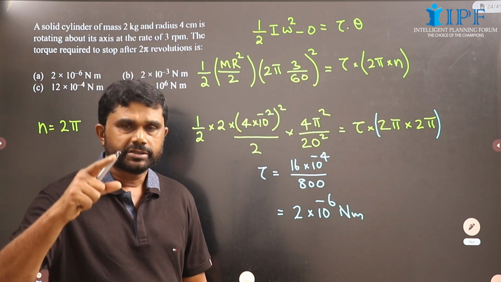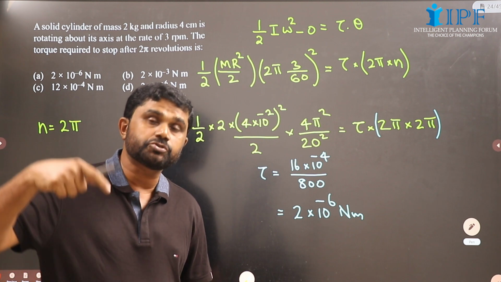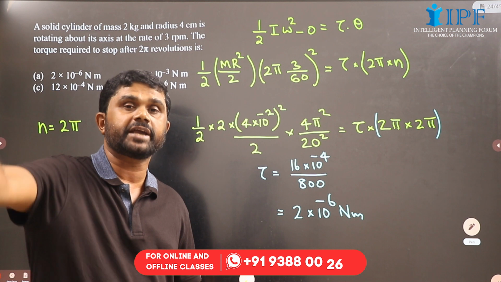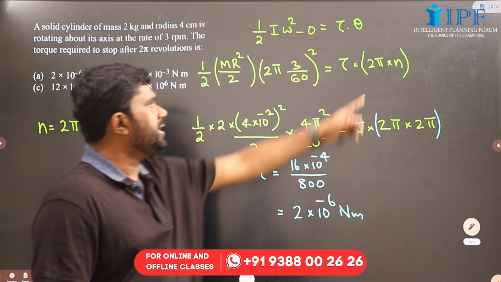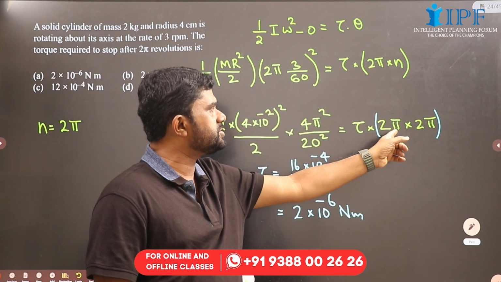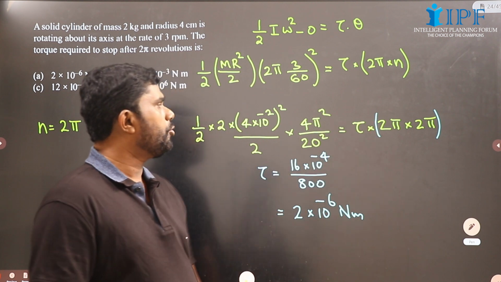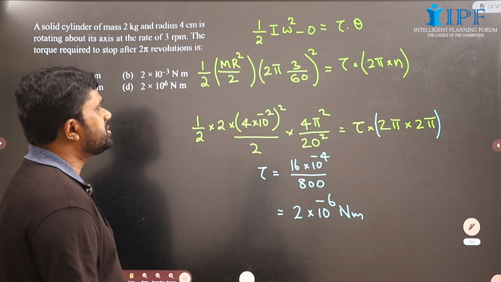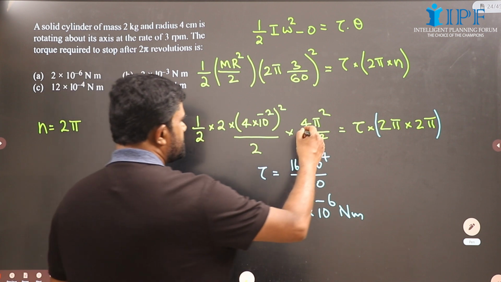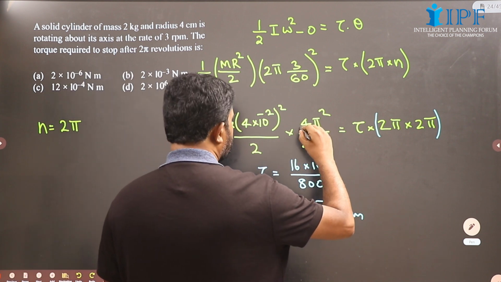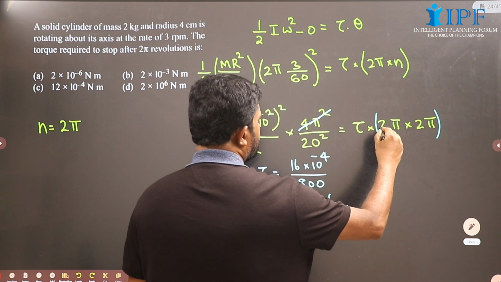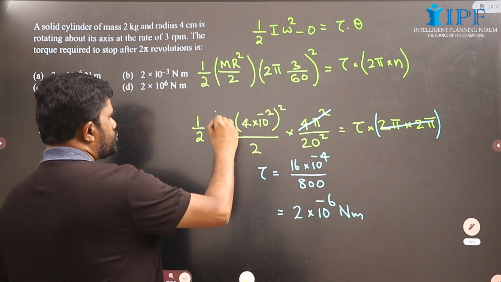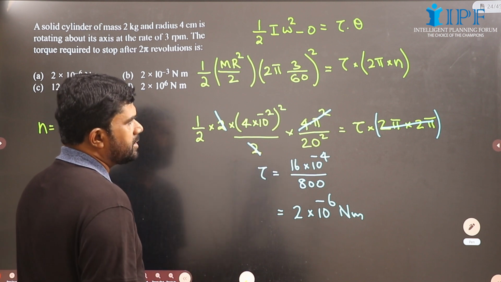I have told you, the angle described in each revolution is 2 pi, and there are 2 pi revolutions. So 2 pi times 2 pi. So the angular displacement is 2 pi times 2 pi, into tau. Now we have to find this torque. This is 4 pi square. Here we have 4 pi square and here we have 4 pi square, that can be cancelled, and this 2 and this 2 can be cancelled.